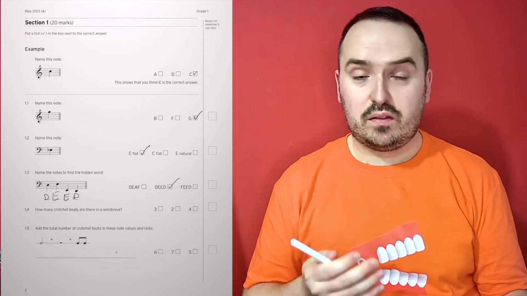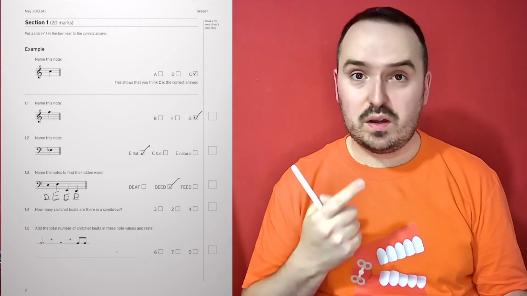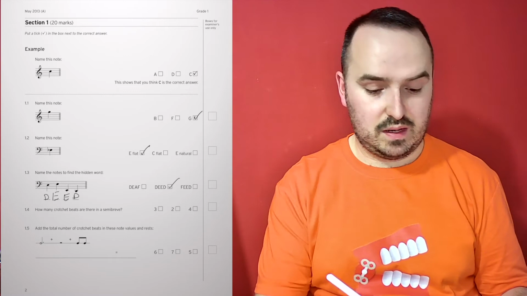Question number 4, how many crotchet beats are there in a semibreve? Well, we know that a semibreve is a 4-beat note and a crotchet beat is a 1-beat note, so we know that there are 4 crotchet beats in a semibreve.